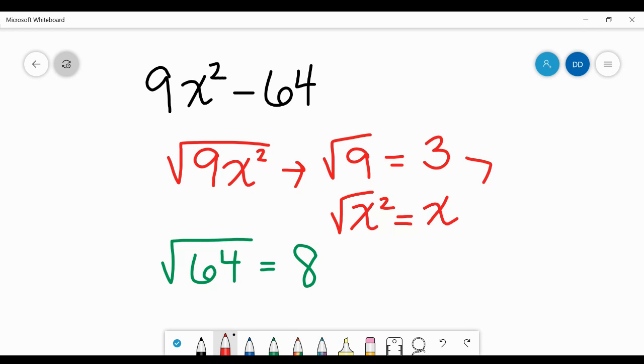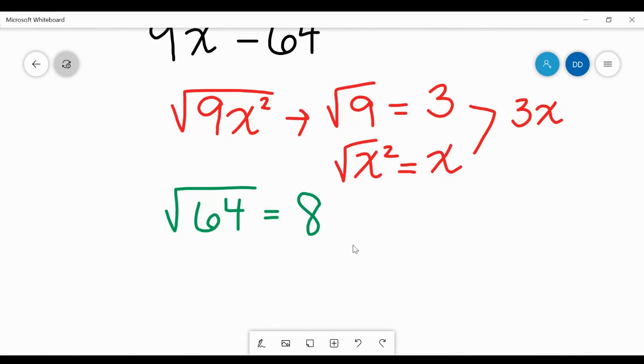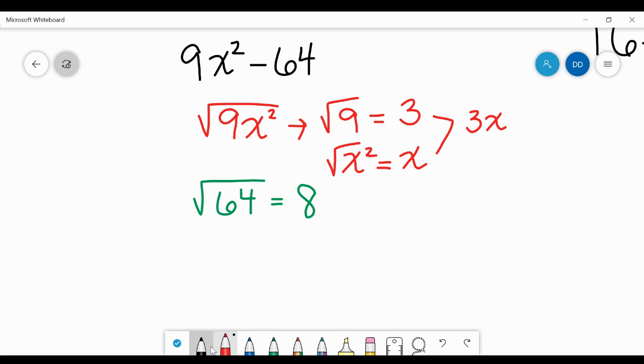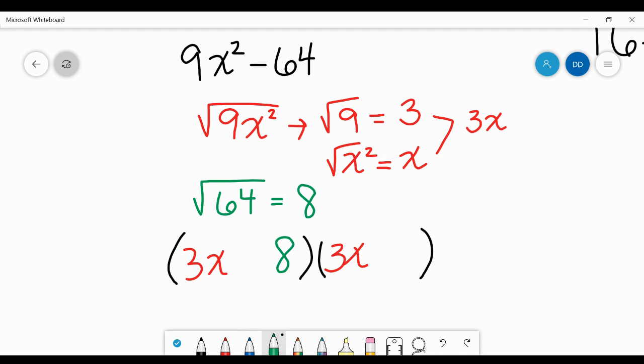So for these two, we can actually put those together. That's going to give us 3x. Now we have our 3x and we have our 8. So we're going to take both of those terms and we're going to put them in our parentheses. So I'm going to make two sets of parentheses. Our 3x is going to go first in both sets. Our 8 is going to go second in both sets. And then one gets a plus, one gets a minus. Does not matter which one gets a plus, which one gets a minus. Multiplication is commutative, so those things can move around.